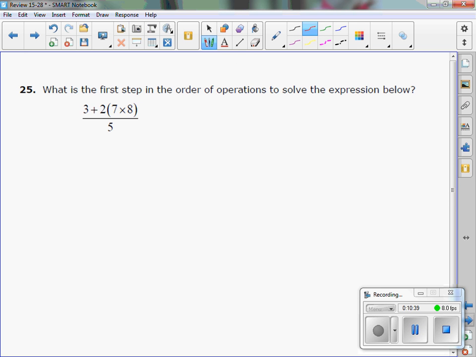25, what's the first step in order of operations to solve the expression below? So following order of operations, our first step would be the grouping. Well, in this problem, I have parentheses. That's considered part of grouping. So the first step that I would actually calculate would be the 7 times 8.